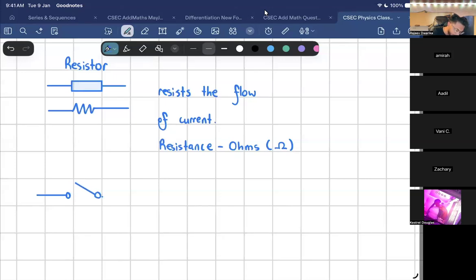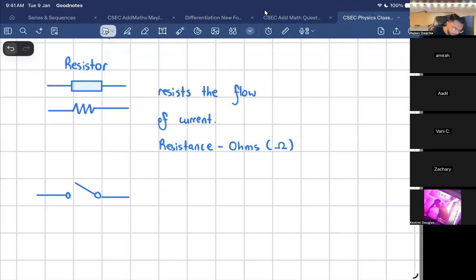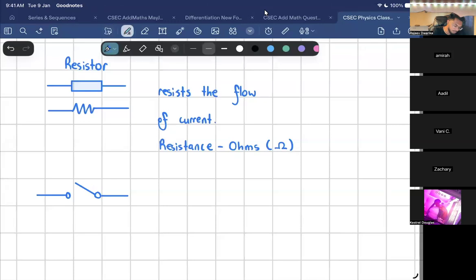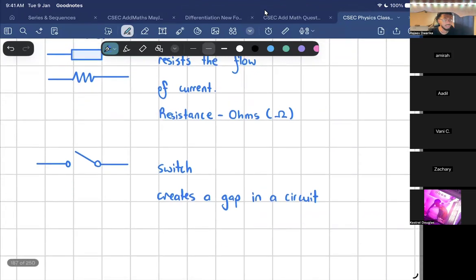Have you ever seen this symbol before? Zachary, have you seen it before? Yes, sir. So there's an open switch and a closed switch. And a switch, all it does is create a gap in a circuit, and of course, it could close the gap.